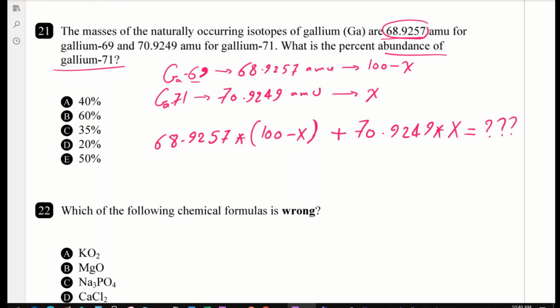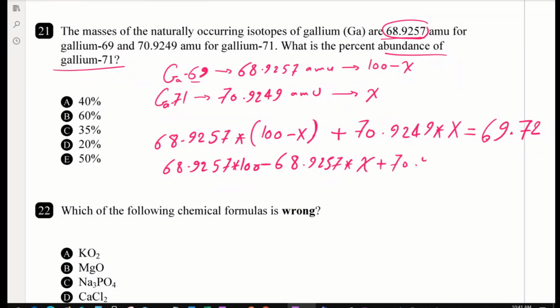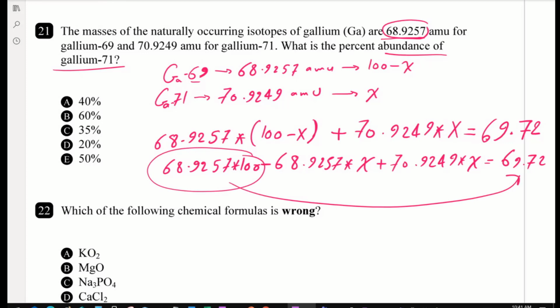How do we get the average mass? What's the average mass of gallium? Look at the periodic table and find gallium. Gallium is number 31, so it's 69.72. Okay, I will give you 1 minute. Try to do it. 68.9257 times 100 minus X, plus 70.9249 times X, equals 69.72. You take this number to the other side and add those numbers together, but take care, this is negative here and this is plus here. So what's X?